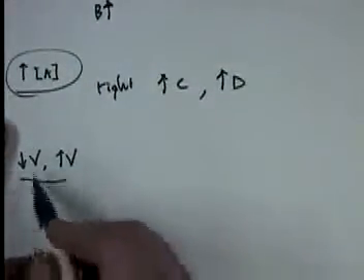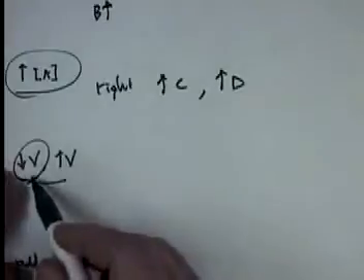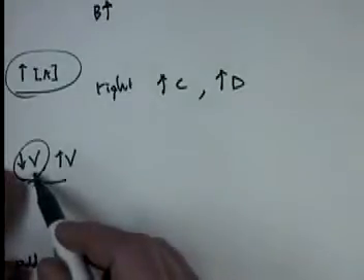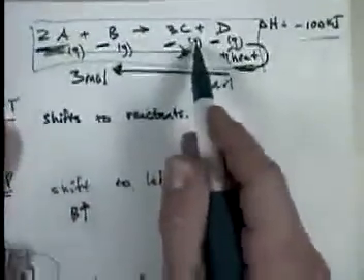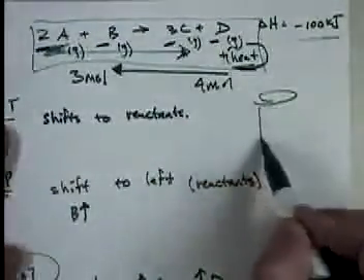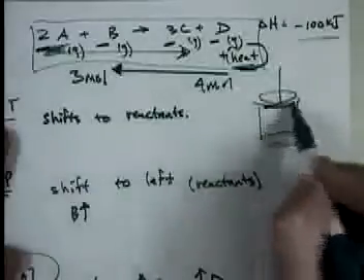How about volume, though? How does volume affect the system? Let's take a look. Let's say we decrease the volume of a system. Well, let's say that this reaction right here takes place in a closed container. Closed container, let's say it's a cylinder, and we take a piston and we push down on it.